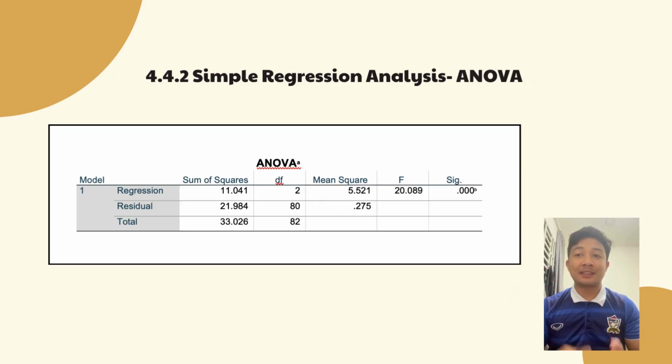Okay, for simple regression analysis, ANOVA. Model 1. The sum of squares for regression is 11.041 and residual is 21.984. The total is 33.026. The mean square for regression is 5.521 and residual is 275.